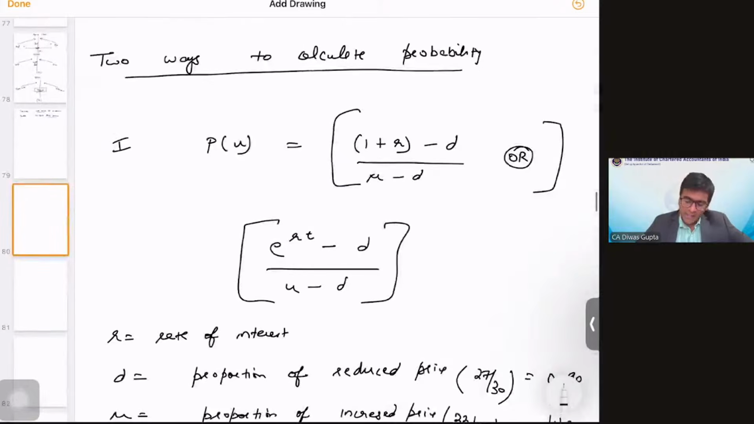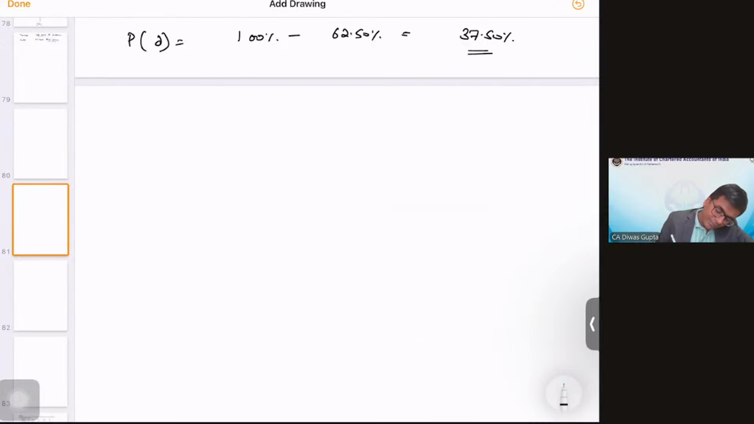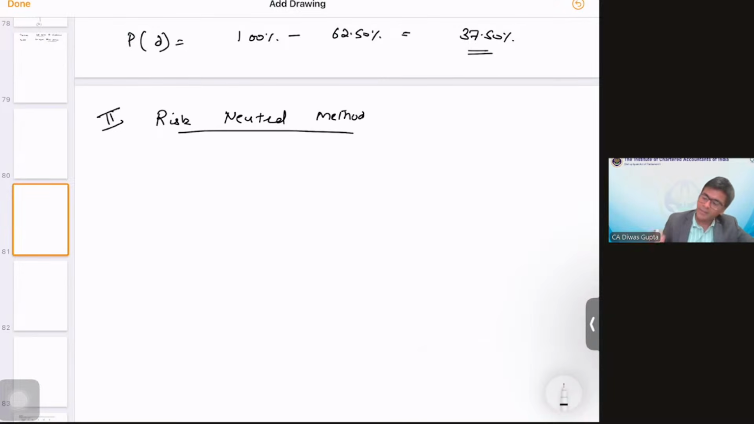Right? Now, students, here we said that there are two ways to calculate the probability. The first one we discussed. Now let's discuss the second one, which is called the risk neutral method.